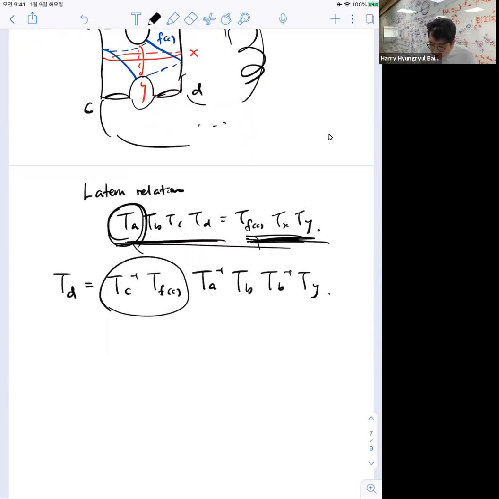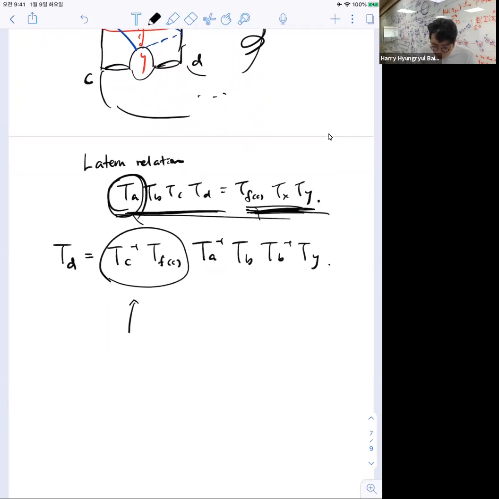So this guy, for instance, is the same as T_C inverse composed with F T_C F inverse. The Dehn twist along the curve F of C is the same thing as first mapping F of C to C using F inverse, then doing the Dehn twist along C, and then moving back to F of C by F. So the Dehn twist along F of C is the same as conjugation of the Dehn twist along C by F. So we can rewrite this guy as this guy. So that's what I mean.